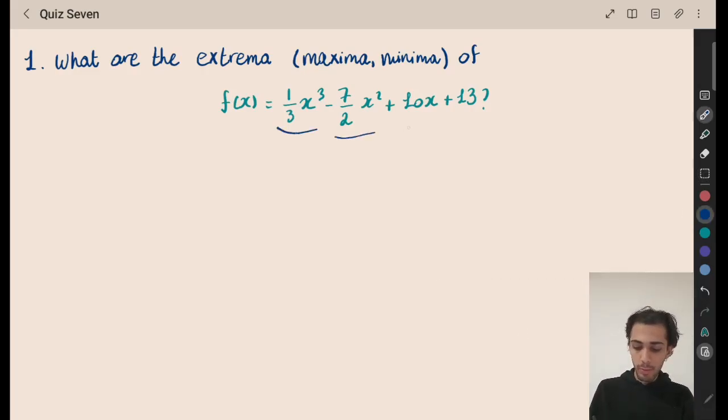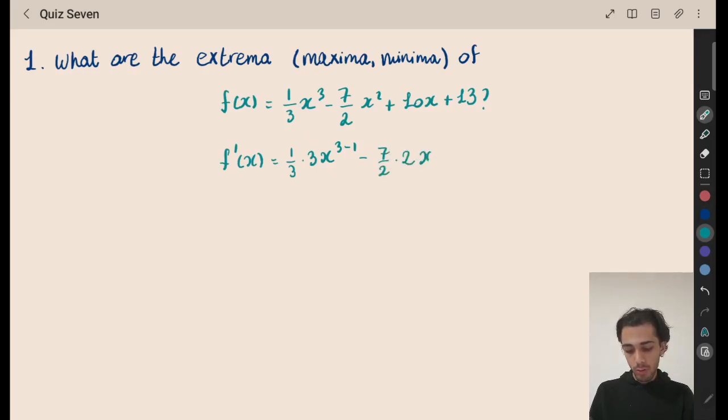So here we just have polynomials, so the only thing I'll need is the power rule. I bring down the power and I take away 1 from it. So it's 1 over 3 times 3, x to the 3 minus 1, minus 7 over 2 times 2, x to the 2 minus 1, plus 10 times 1, x to the 1 minus 1, plus 13.